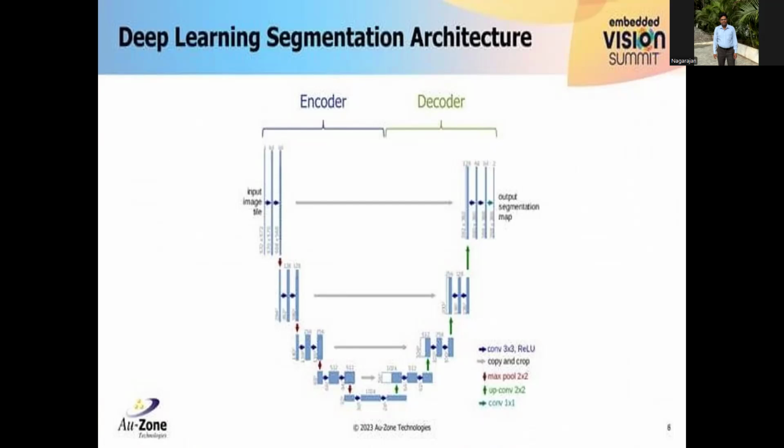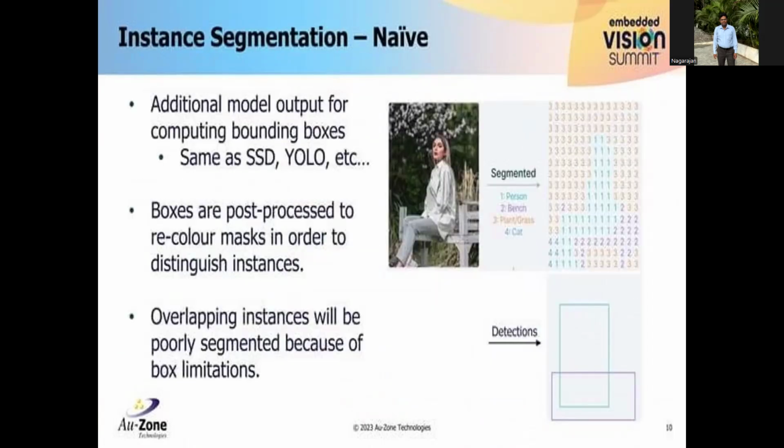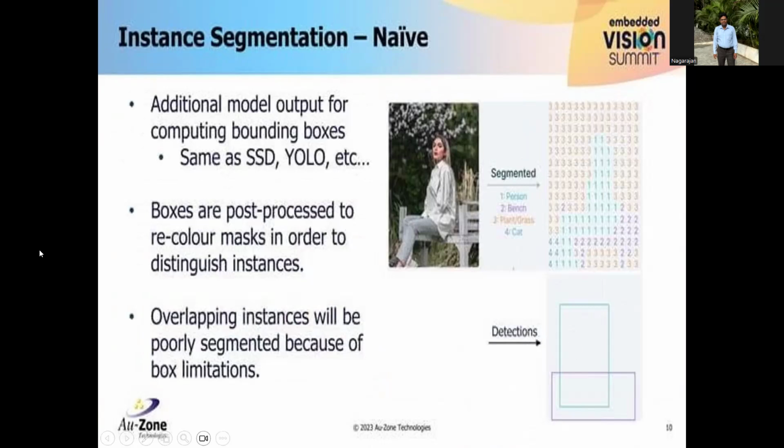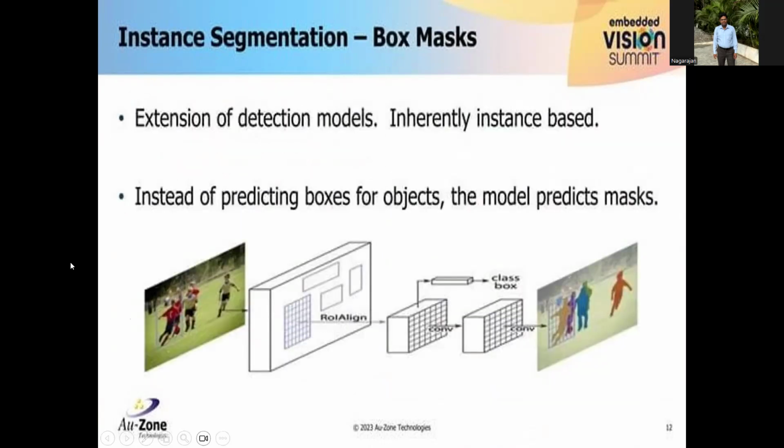Along with the convolution, there are max pooling layers as well. So this is the semantic segmentation output. If you want to produce the segmentation output, we can follow a technique like one-hot coding, or take the class with the highest score. Additionally, for instance segmentation, you can follow boxes, and as I told you, these are post-processed or recolored masks in order to distinguish the instances.